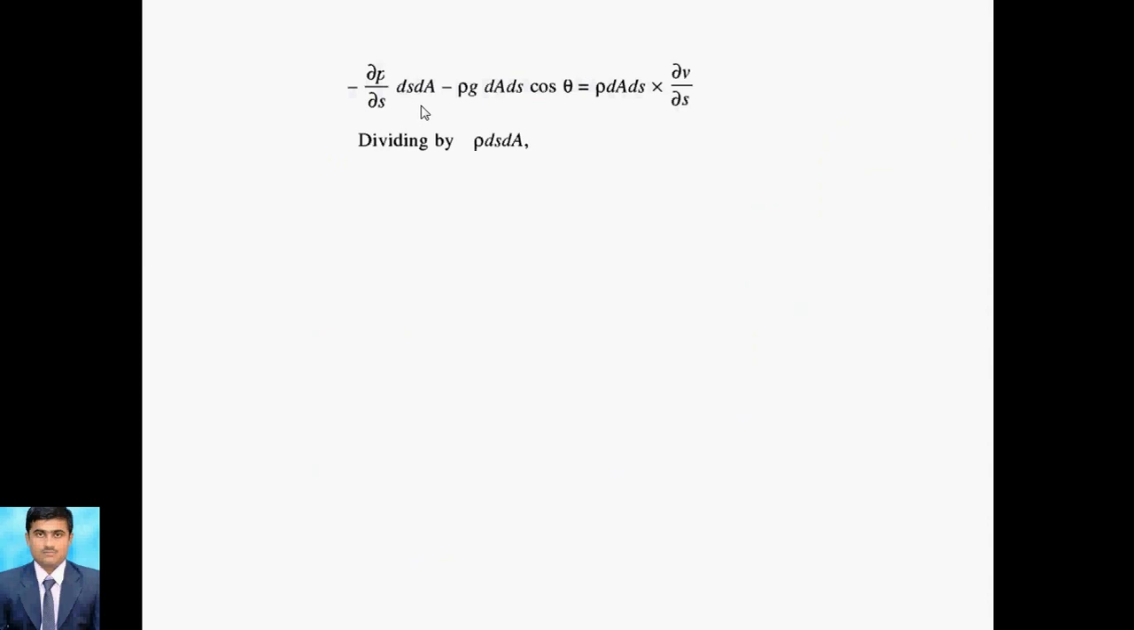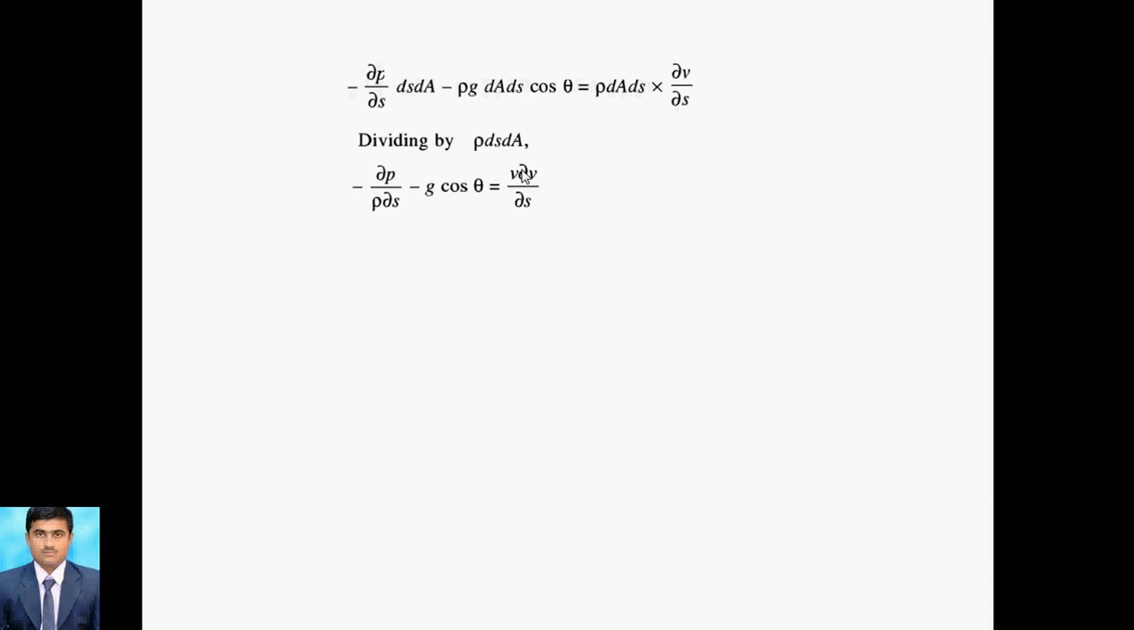Dividing by ds, dA and rho, we get the value of minus dou p by dou s. Rho ds cancels, so only rho remains: 1 upon rho dou p by dou s minus g cos theta, because we are dividing by rho ds dA.